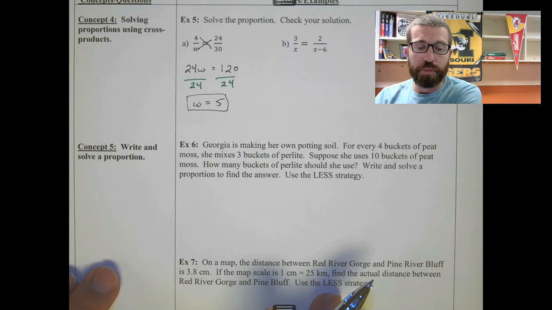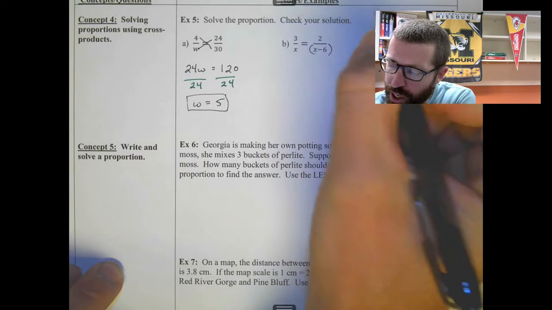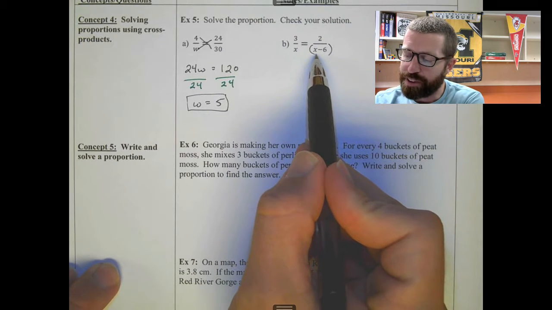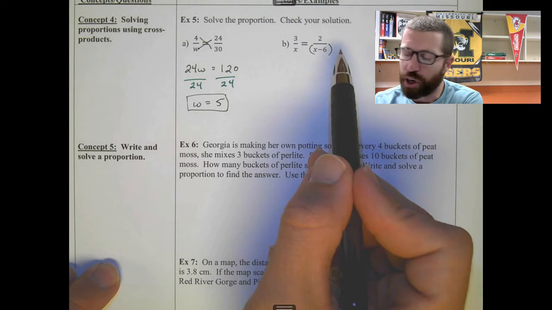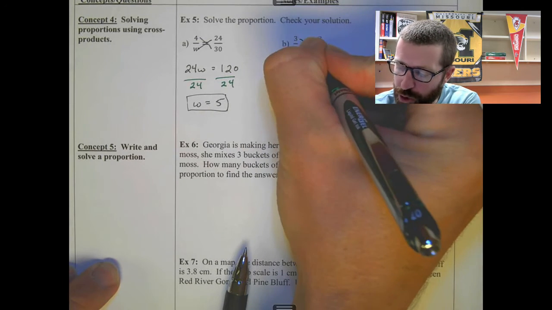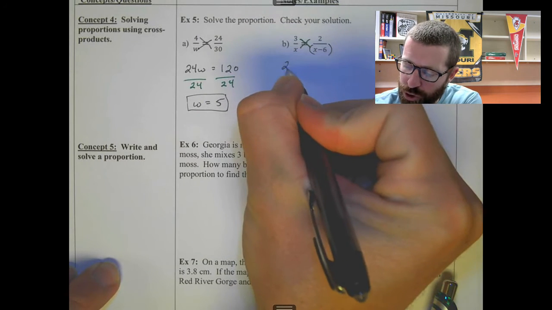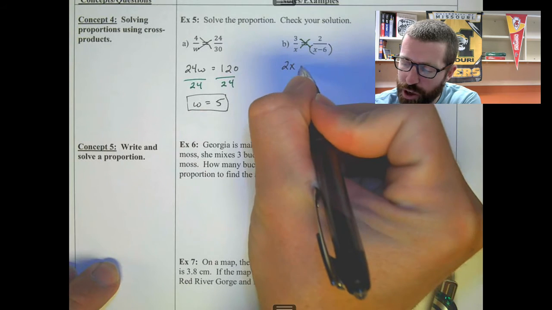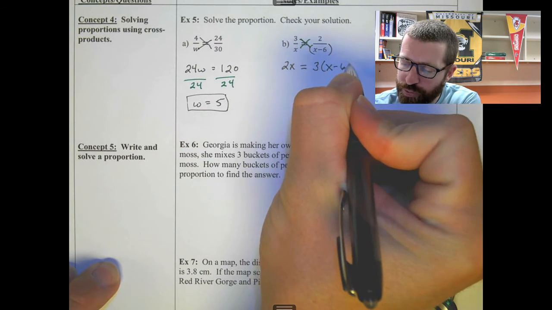Okay, B and C bring up a common error that people make, and I would start by putting parentheses around any time you have more than one term in a fraction somewhere. So put parentheses around this, and this might help you remember that when you multiply, you're multiplying everything by 3. So 2 times x is 2x when you multiply across this way, and then cross multiply down here to get the other side of the equation, and it's 3 times x minus 6.